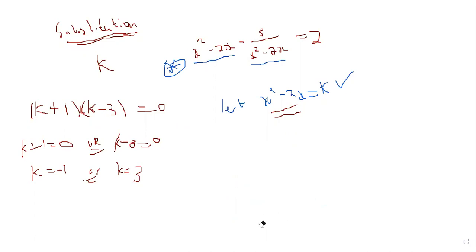Remember that the real reason why we substituted into k was to make things easier. So we'll start with this one. That one is the same as x squared minus 2x, because we're just substituting k back into its original form, that is equal to negative 1. So we take that negative 1 to that side, that is the same as x squared minus 2x plus 1 is equal to 0. So this will solve this one also.